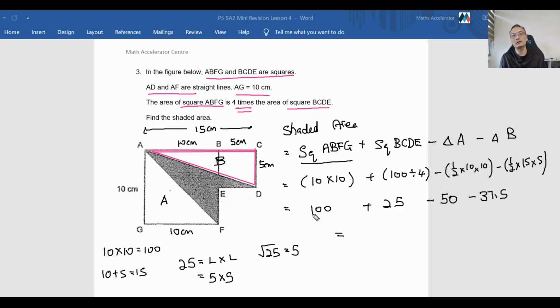So now, if we carry out this calculation, we will take 100 plus 25, minus away 50 and 37.5. Once you enter all this in your calculator, you should be arriving at 37.5. Right, so that's how we solve this question.